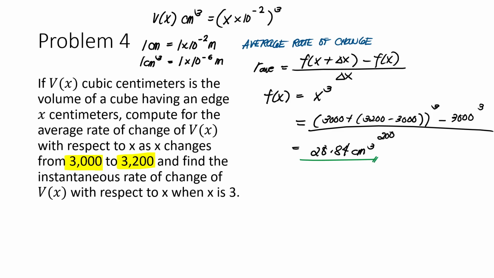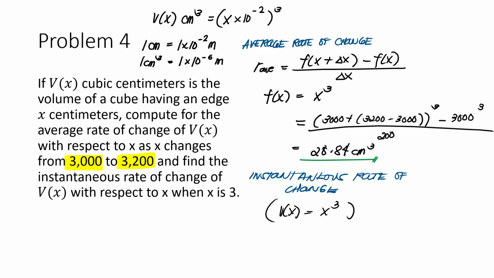What about the instantaneous rate of change? For the instantaneous rate of change, just get the derivative of the function. Remember, we have v of x is equal to x cubed. Then get the derivative with respect to x. So, we'll have dv of x over dx, which is equivalent to 3x squared.